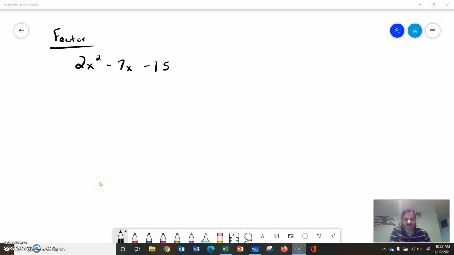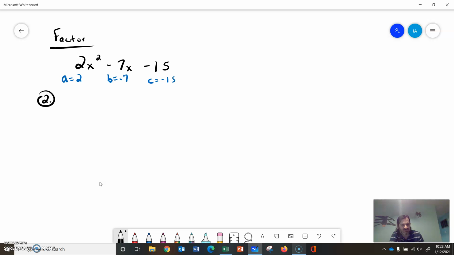Alright, so we're going to factor another quadratic. This one is 2x squared minus 7x minus 15. And we're going to look at it and identify the parts, see if anything comes out. But 2 and 7 definitely don't have a common factor. So in this case, we'll look at A being 2, B being negative 7, and C being negative 15. We'll jump to step 2.